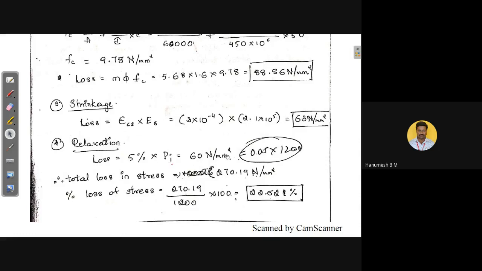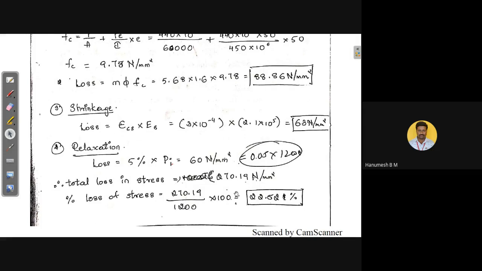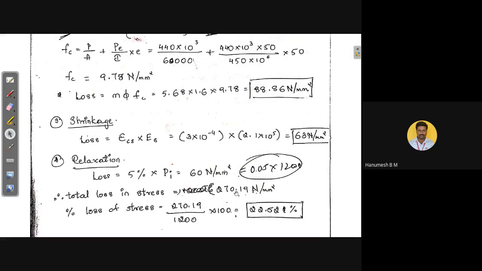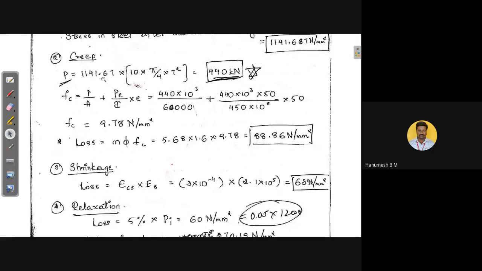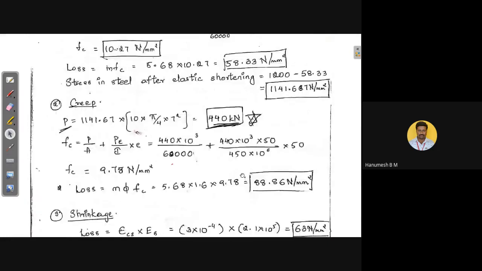Initial stress, it is 1200. Initial stress ಬದಲಿ ಈ ಸ್ಟ್ರೆಸ್ನ ಸಬ್ಸ್ಟಿಟ್ಯೂಟ್ ಮಾಡಂಗಿಲ್ಲ. ಇಲ್ಲಿ ಎಷ್ಟಿದೆ, 1141.67 ಇದೆ, ಅದನ್ನ ಸಬ್ಸ್ಟಿಟ್ಯೂಟ್ ಮಾಡಂಗಿಲ್ಲ. ಎಷ್ಟು ಸಬ್ಸ್ಟಿಟ್ಯೂಟ್ ಮಾಡಬೇಕು? 1200.